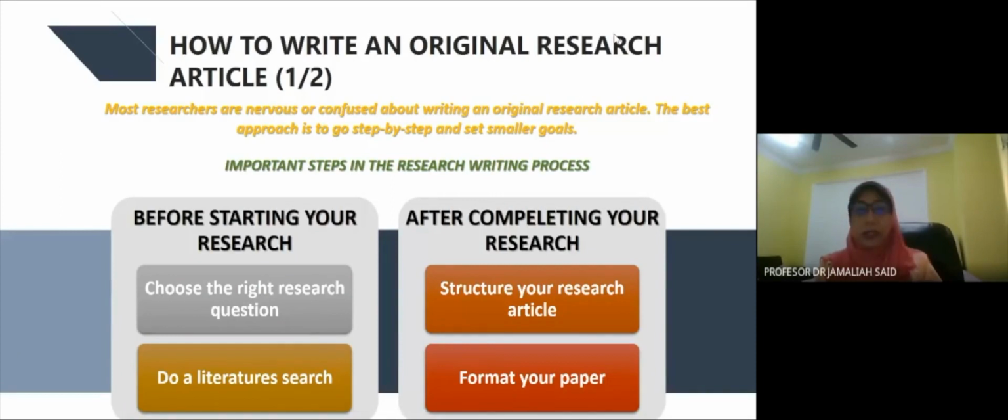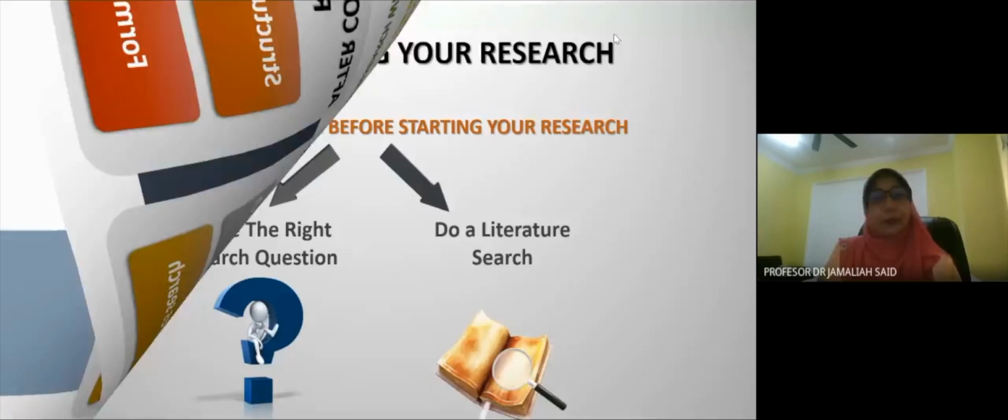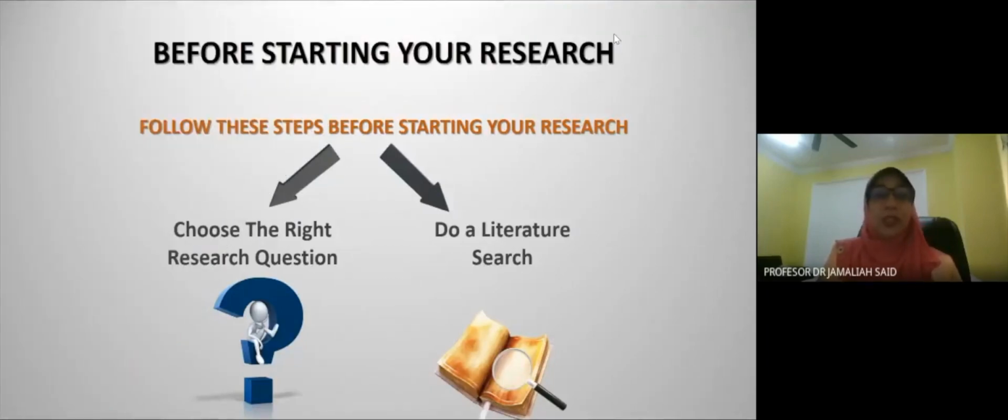After completing your research, you have to structure your article, format your article. That's why before you format the article, you have to read the requirements of the chosen journal. Before starting your research, you have to follow this step. Okay, choose the right research question.